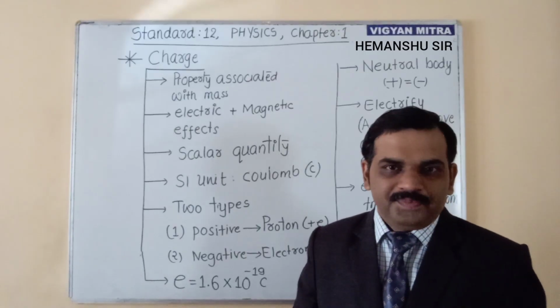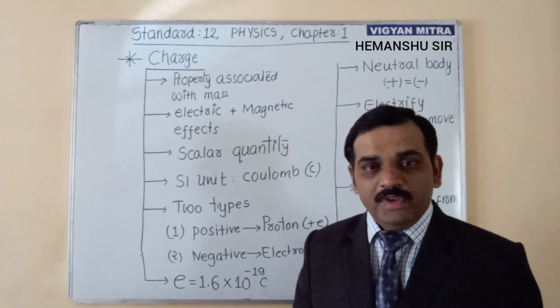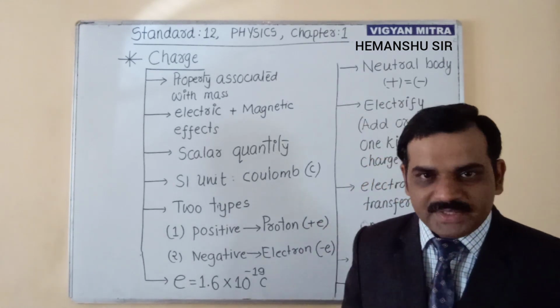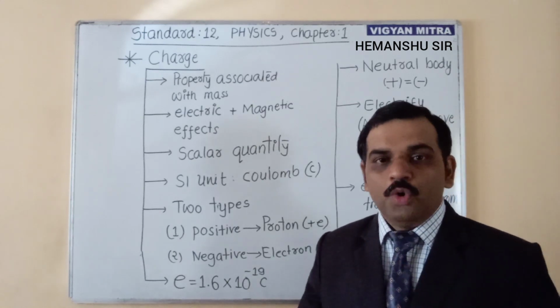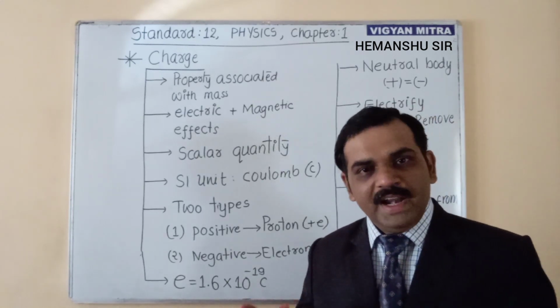Electric charge. Electric charge is the property associated with mass due to which it produces and experiences electric and magnetic effects. It is a scalar quantity. SI unit of charge is coulomb. There are two types of charges, one positive, another one negative.